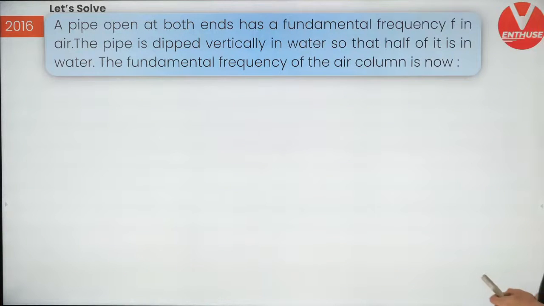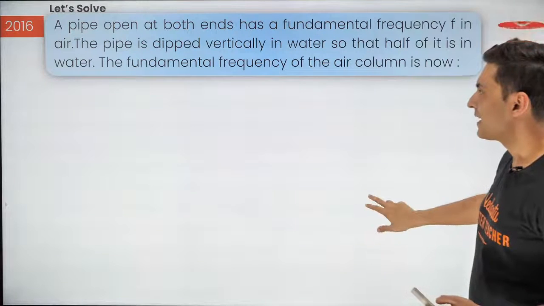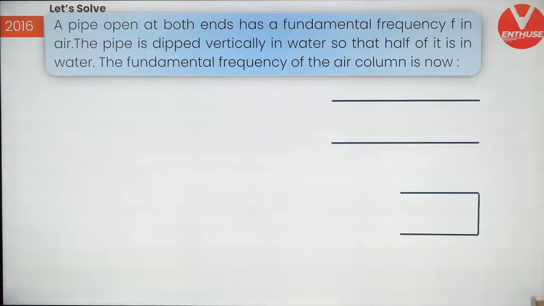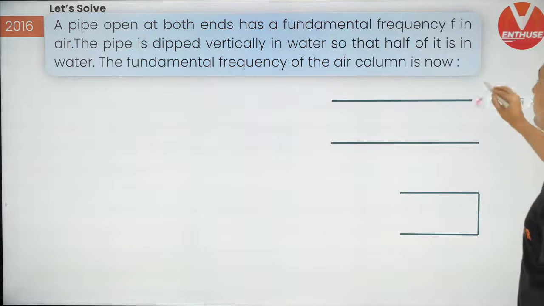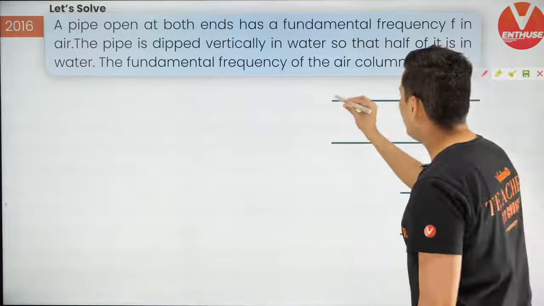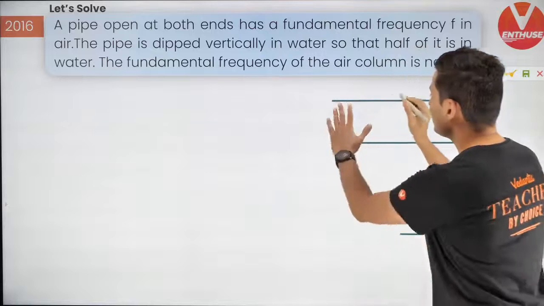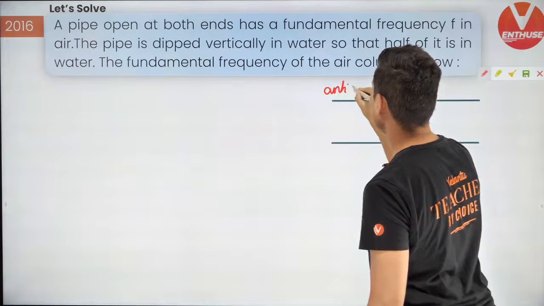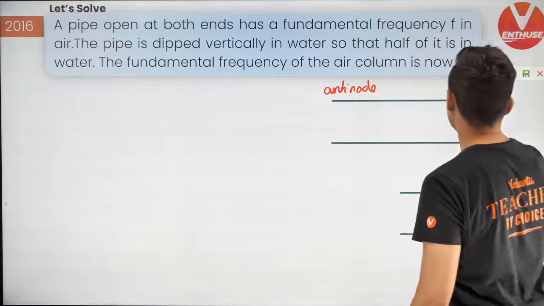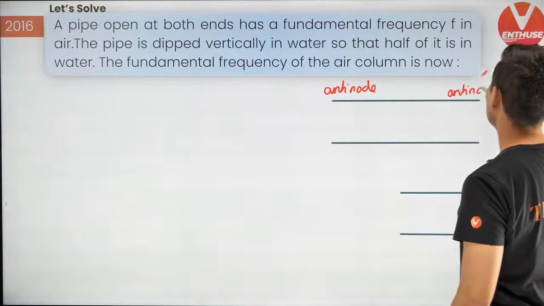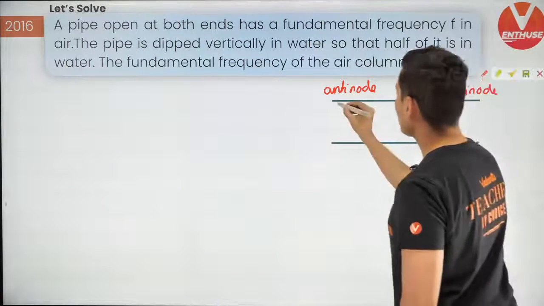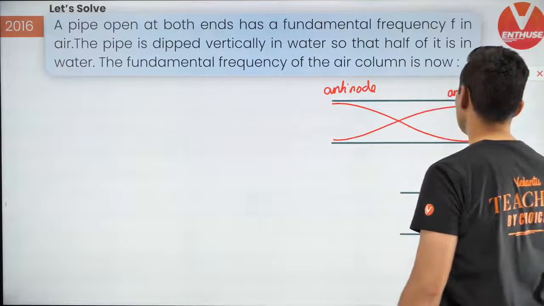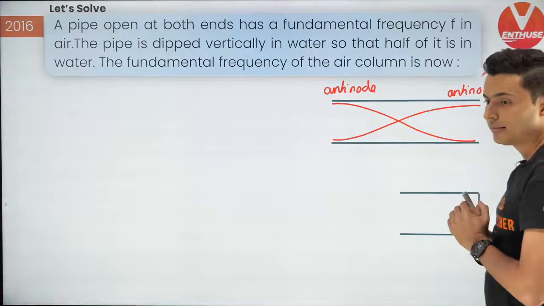Okay, I'm removing the options. Now let's see the visualization part. There was a pipe which was open at both ends and it has a fundamental frequency F. Fundamental frequency means, if this is open, there will be an anti-node here and another anti-node over here because it is open at both ends. Now the fundamental frequency will look something like this. The standing wave will be formed in this manner.